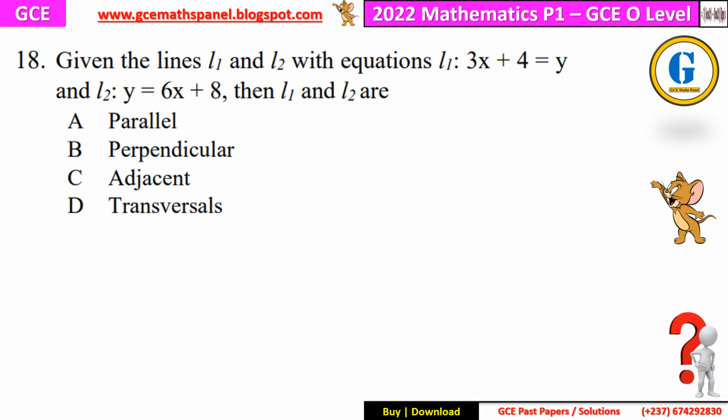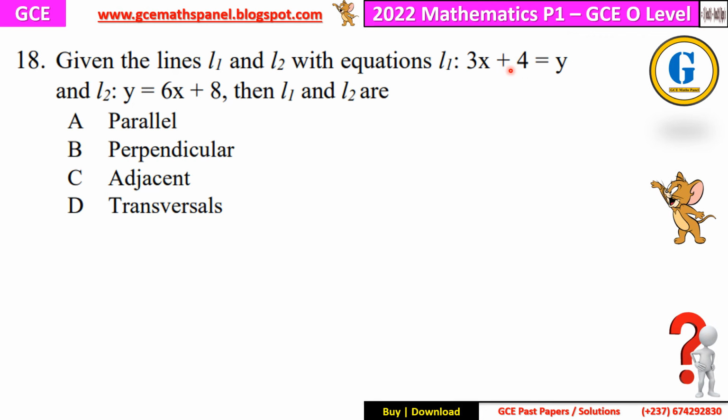Number 18, the lines L1 and L2 with equations L1: y is equal to 3x plus 4, and L2: y is equal to 6x plus 8. The lines L1 and L2 are, so these lines normally do not cross and they are not perpendicular. Even using the idea of vectors, if you multiply the first line by 2, you will have this other line.